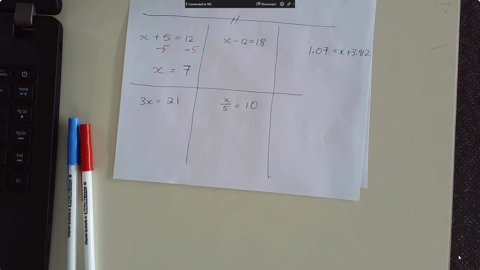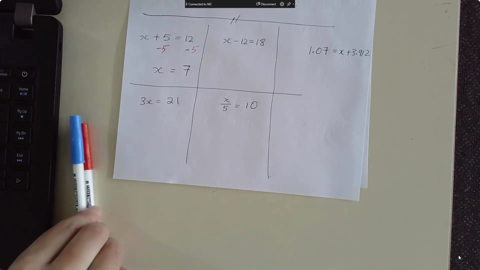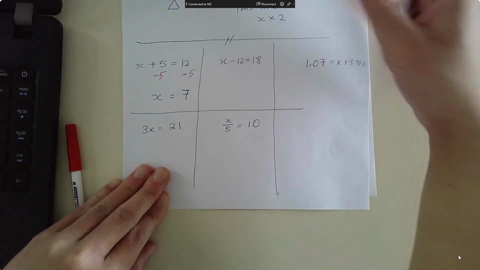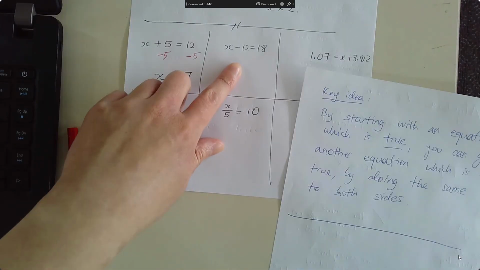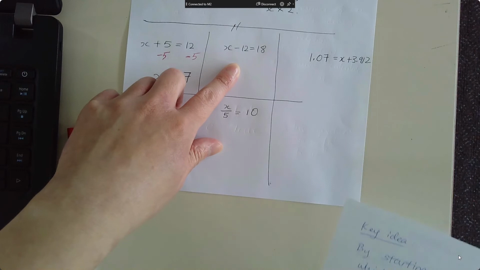Add 12. Add 12. Why have you chosen to add 12 this time, Darcy? Because addition is the opposite of subtraction. Addition is the opposite of subtraction. Which question am I? This one. X minus 12 equals 18.